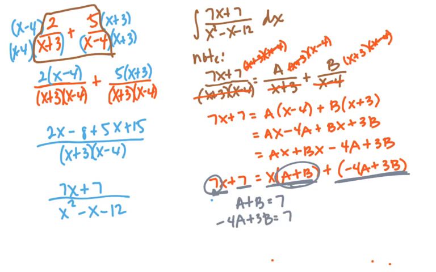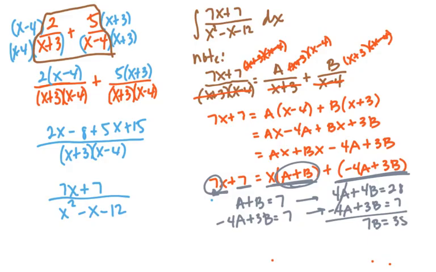So now we're going to do elimination to solve for a and b. I'm going to multiply this by 4. So 4a plus 4b equals 28. I'm going to keep this negative 4a plus 3b equals 7. So when I add them, 7b equals 35, so b equals 5. And a plus b equals 7. So since b is 5, then a is 2. And then you've got to go back to the problem.